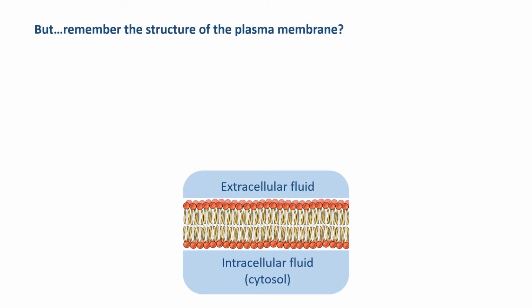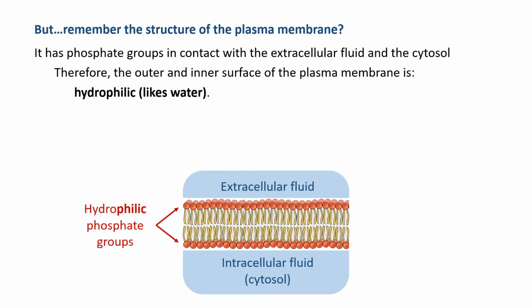But if you remember the structure of the plasma membrane and what it's made of and the implications of that, it has phosphate groups. Those phosphate groups are in contact on either side of the membrane with either the extracellular fluid or the cytosol within the cell, both watery substances. Therefore, the outer and the inner surface of the plasma membrane is hydrophilic. It likes water.